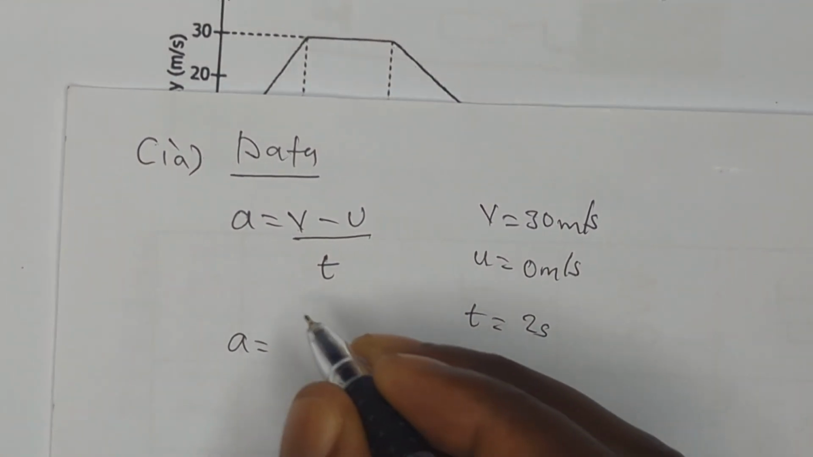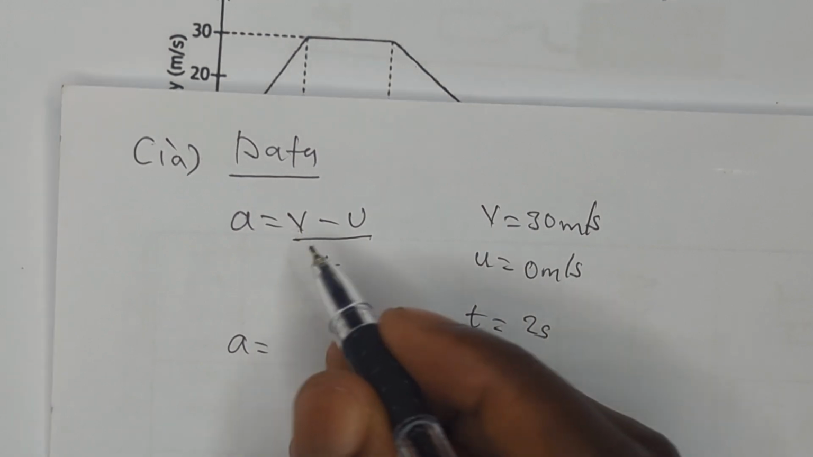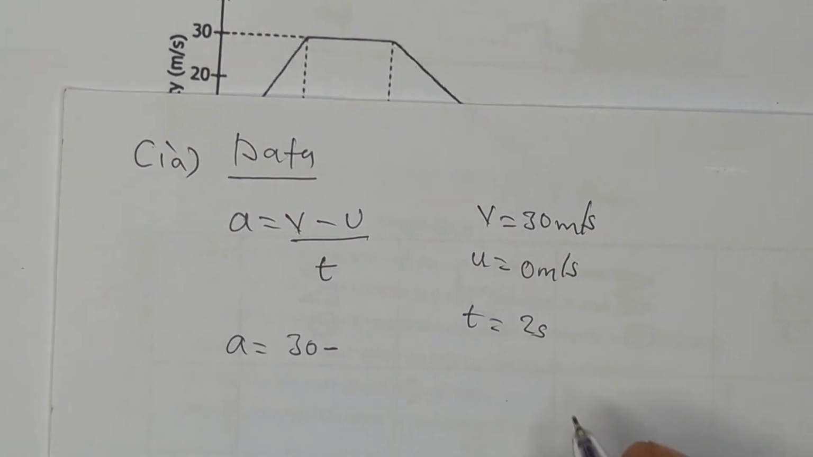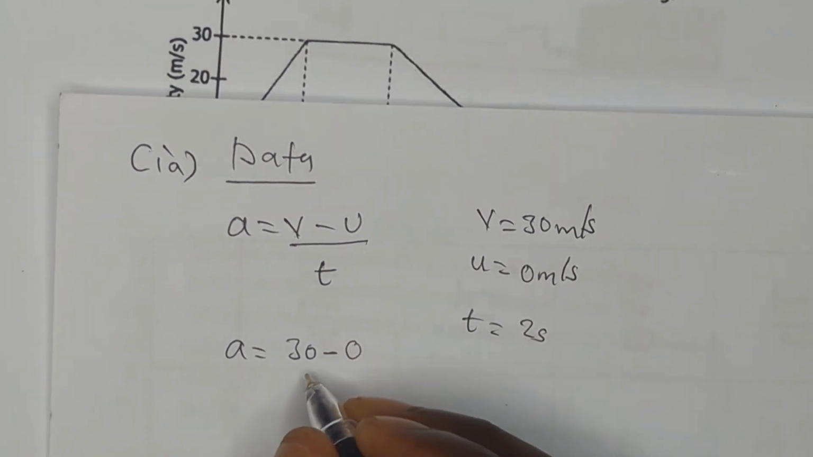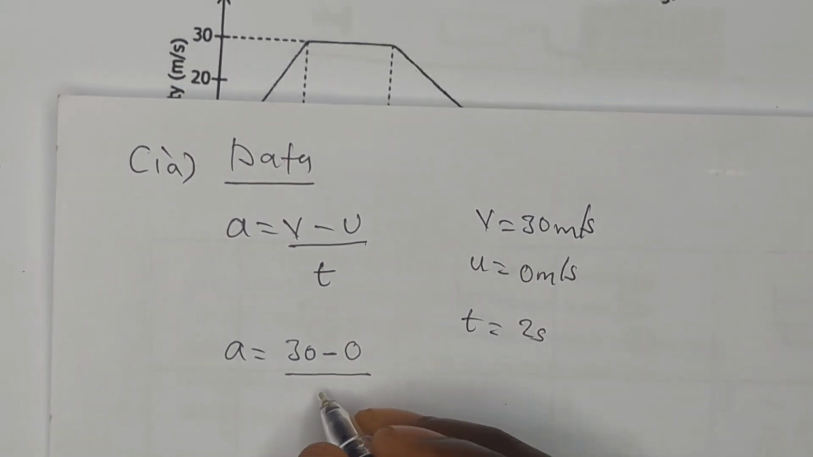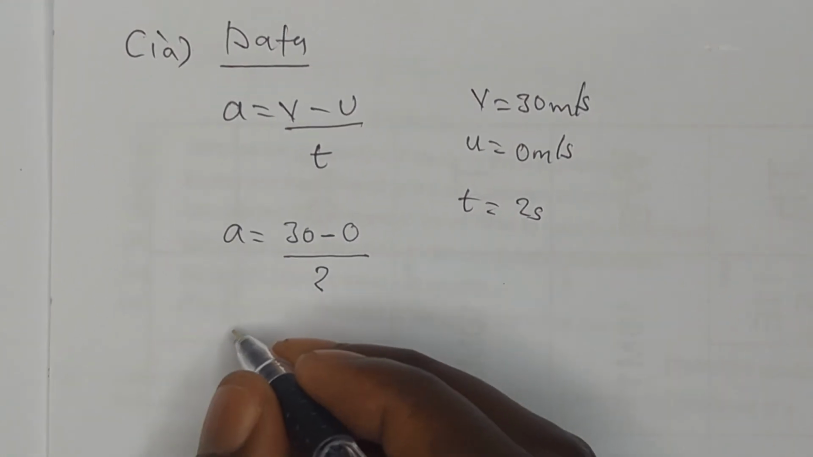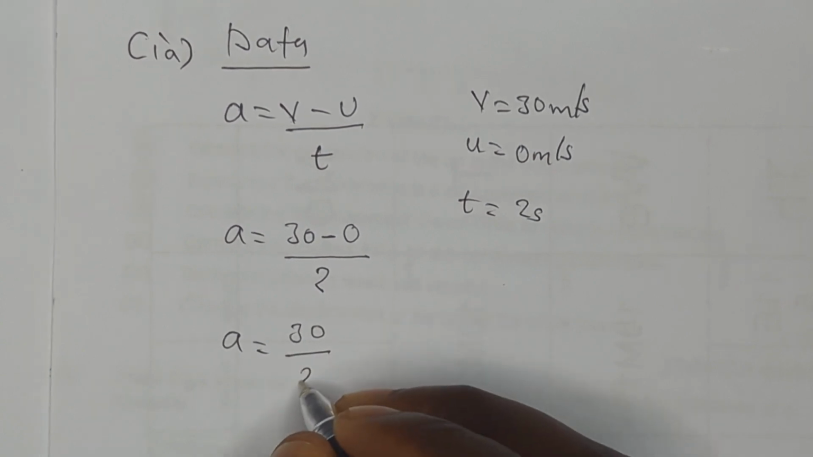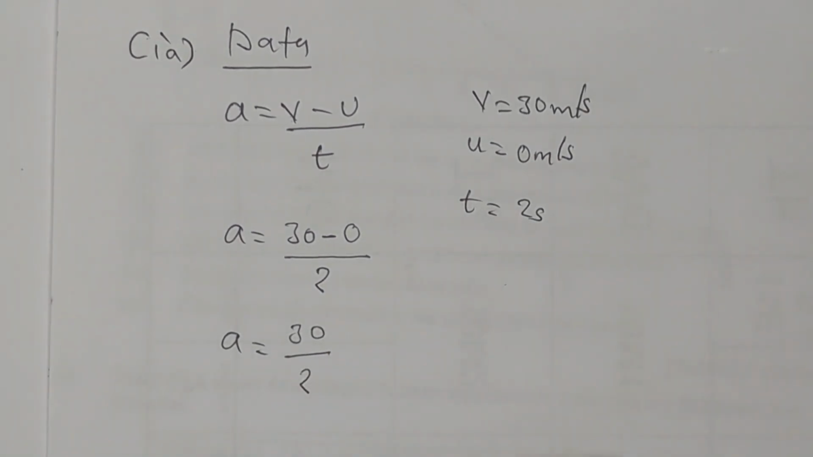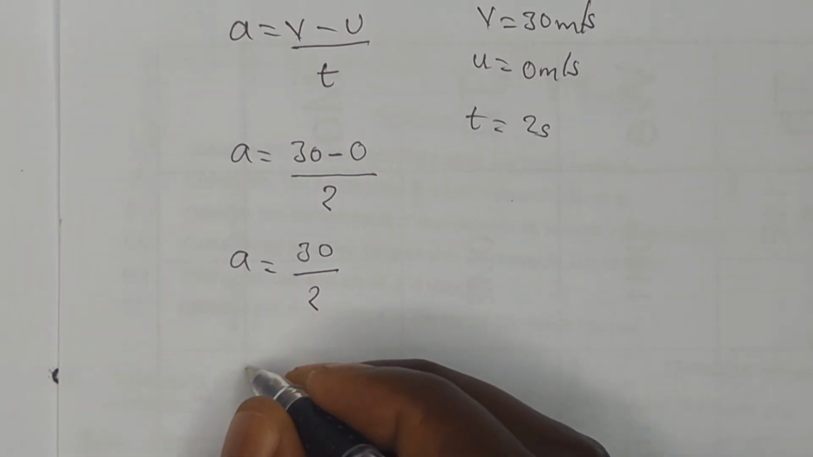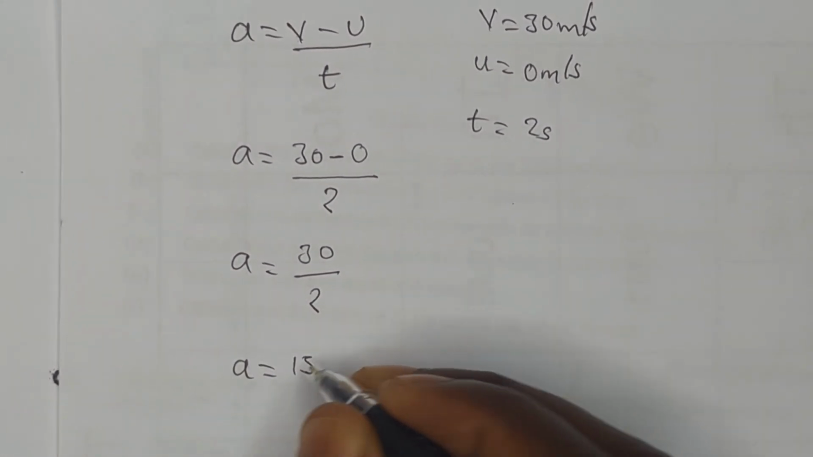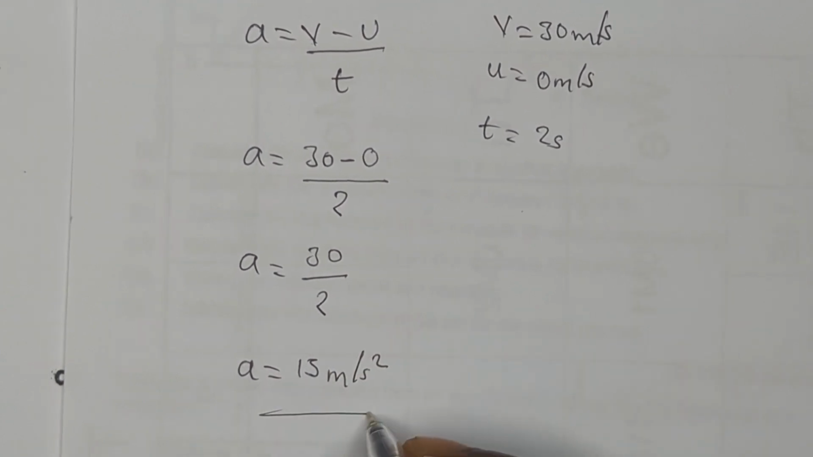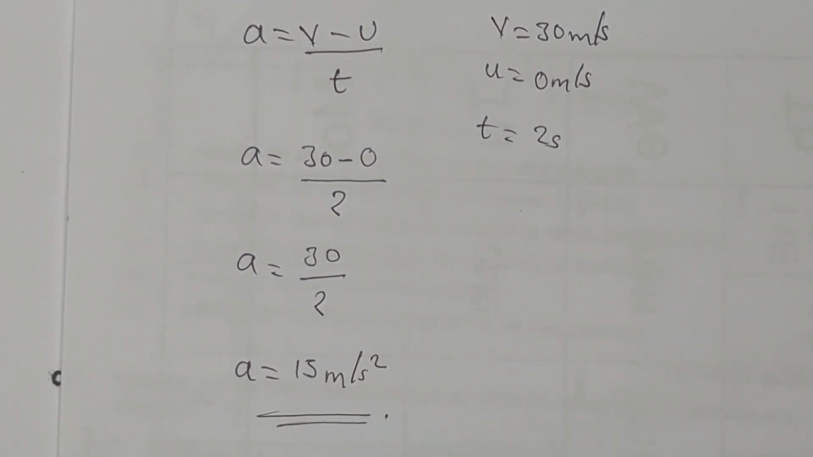Now that we have the data, we can substitute in the formula. So acceleration therefore is equal to our final velocity, that is 30, minus initial velocity, which is 0, over the time, that is 2. 30 minus 0 gives us 30 over 2. 2 into 30 is 15. Therefore, acceleration is equal to 15. And the SI unit for acceleration is meter per second squared. So this is our acceleration.